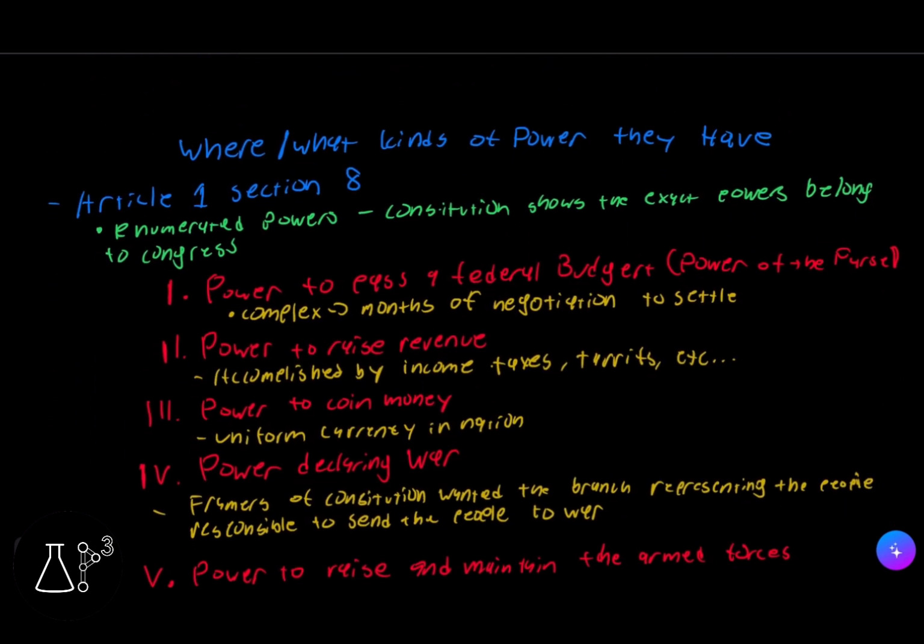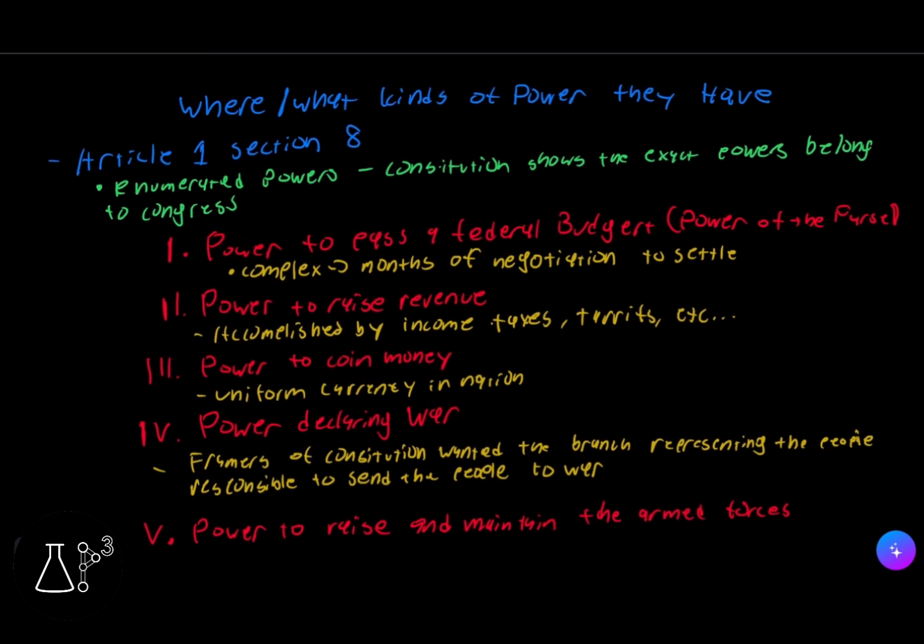Now, where and what kinds of power does Congress have? According to Article 1, Section 8, they have enumerated powers. Basically, the Constitution shows exactly which powers belong to Congress, and there are 5. First, the power to pass a federal budget, or the power of the purse, and it's very complex and will lead to months of negotiation to settle. Second, the power to raise revenue, which is accomplished by income taxes, tariffs, etc., income taxes being the more convenient one.